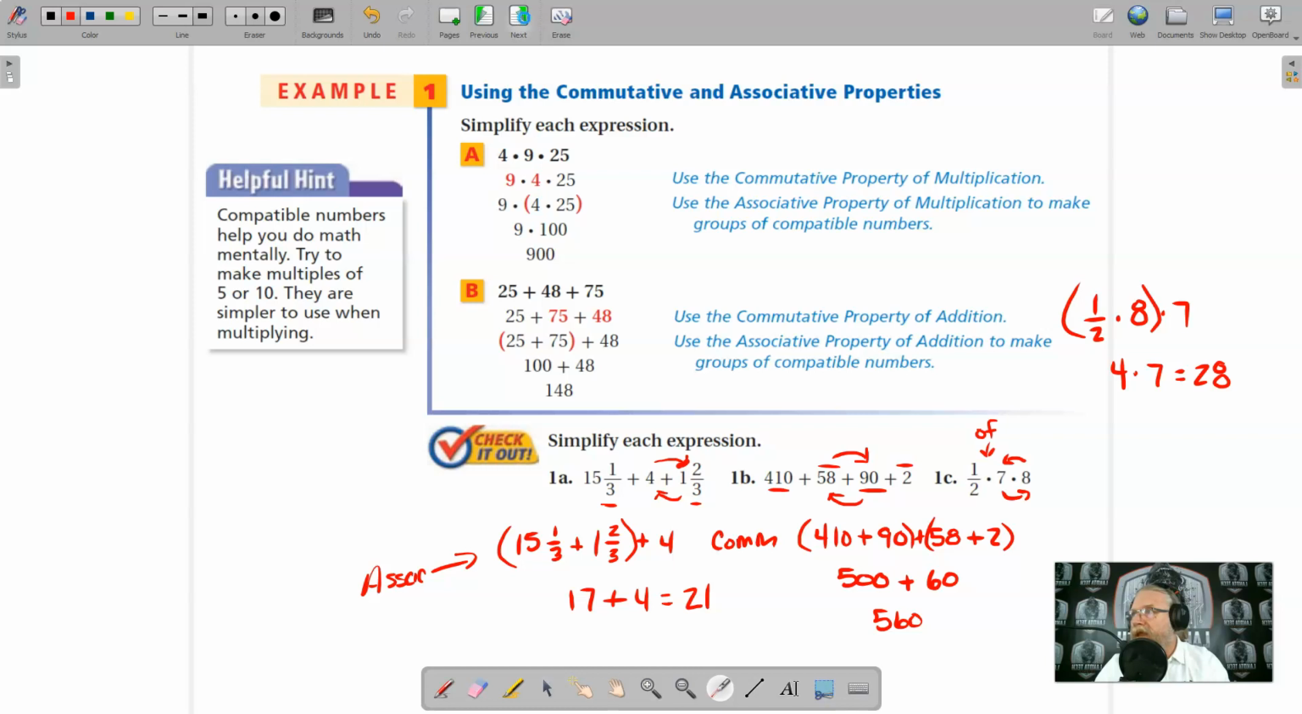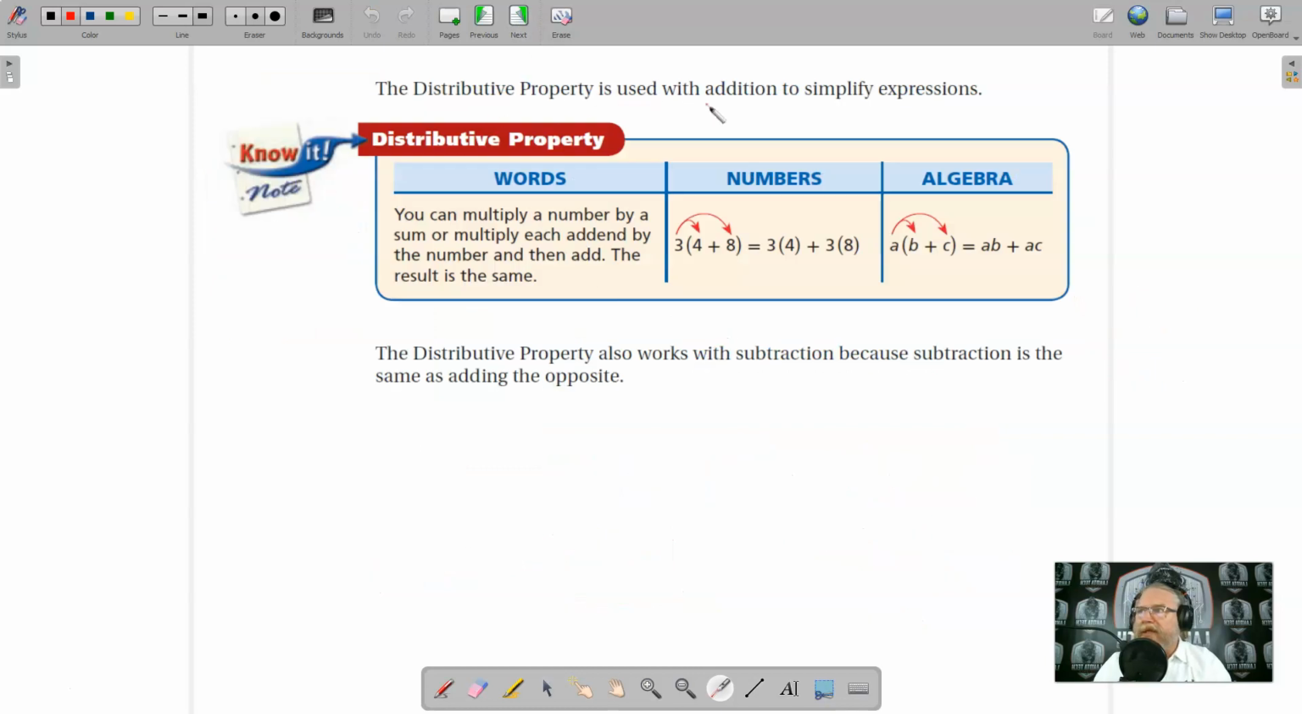So, the distributive property is used with addition to simplify expressions. So, distributive property, what's that all about? Well, you can multiply a number by a sum or multiply each addend by the same number, then add. The result is the same. Now, that might sound a little confusing there, and the words kind of run together. But let's look at that example.